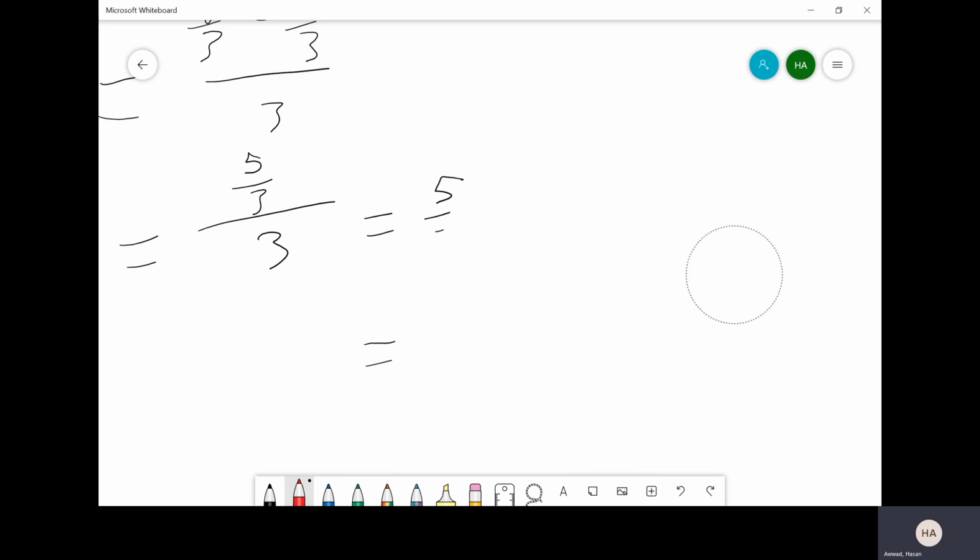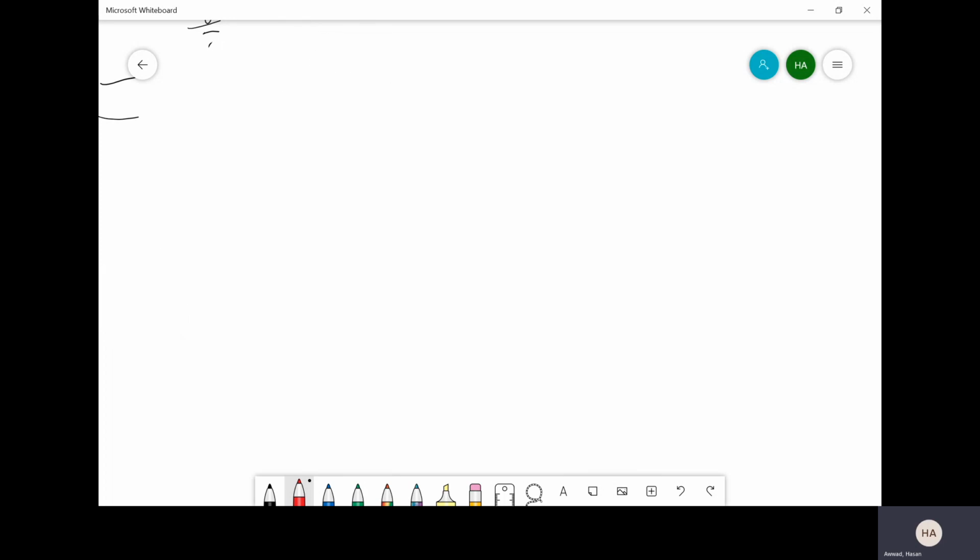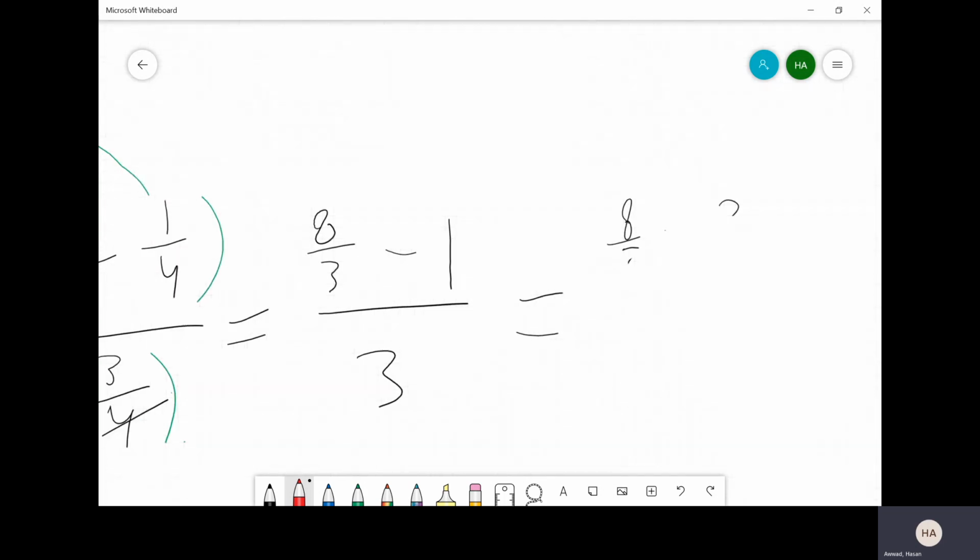Okay, so that is complex fractions in a nutshell. That was also a brief review of regular fractions, and hopefully that proved to be lucrative for you guys.